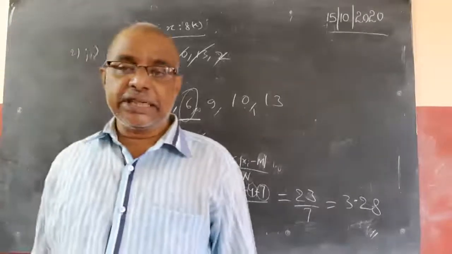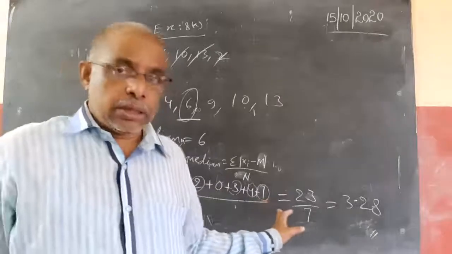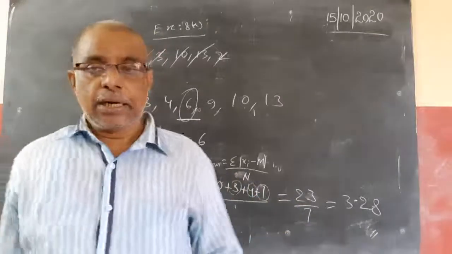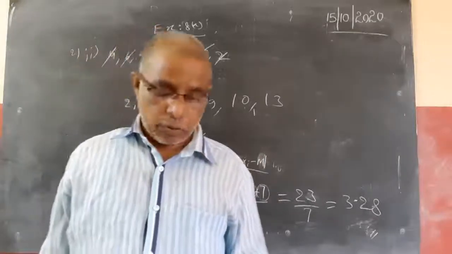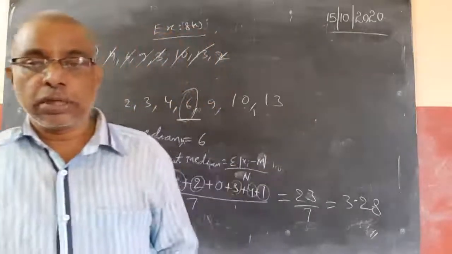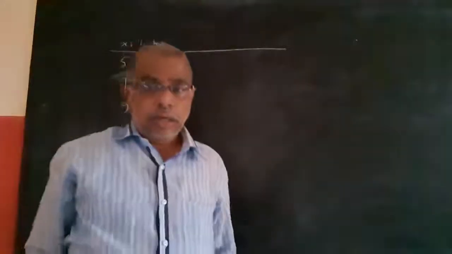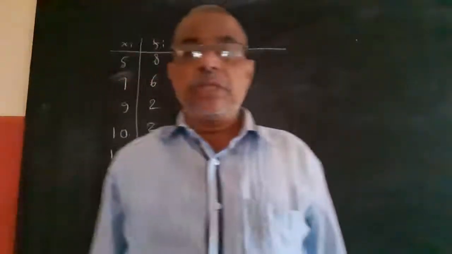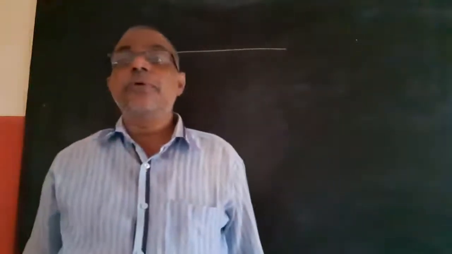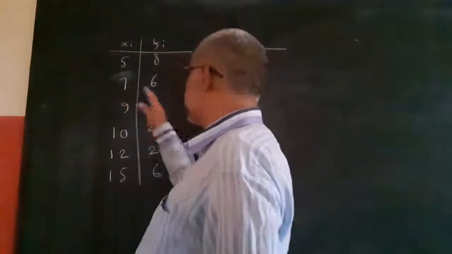Like this, the mean deviation about the median of ungrouped data we will find. One more sum we will do. Next, how to calculate the mean deviation about the median if the grouped data is without class interval, directly the mid value is given and frequency is given.